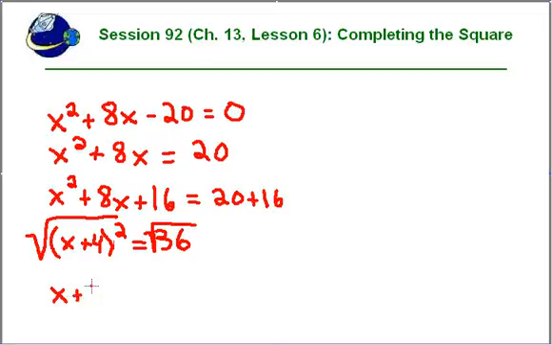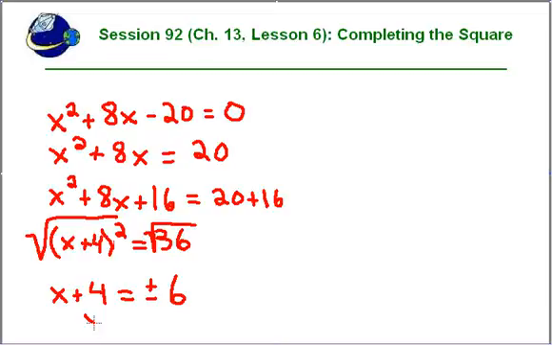So I'm left with x plus 4 on the left. Then over on the right, the square root of 36 is going to be plus or minus 6. I'm not quite done yet because x is still not by itself. Right now, we have a 4 being added to the x. So to get rid of that, we're going to have to subtract 4 from both sides.